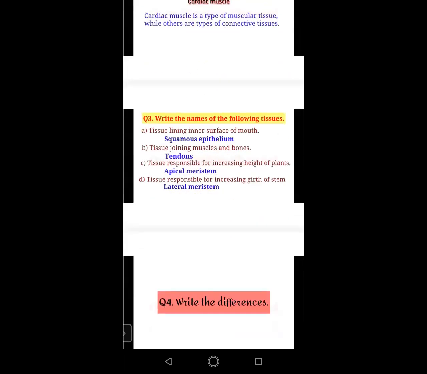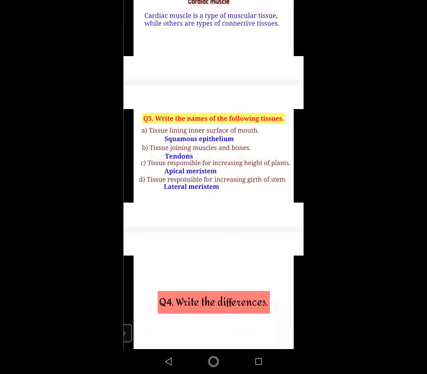Now question number 3. This is a very simple question consisting of 1 mark each in your exam. Write the names of the following tissues. Students, I will tell you once again; we already learned this in yesterday's class. I have gone through it, that's why we are going quickly.